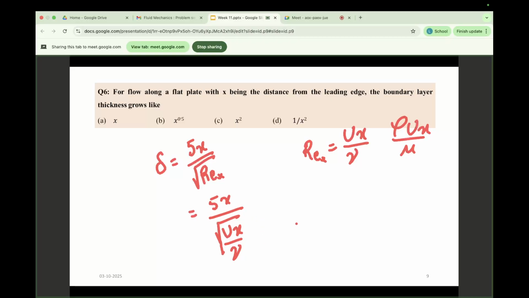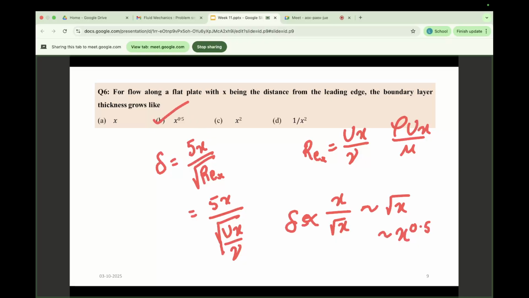So in a general condition, as nothing is given, I can consider only x as the variable, because u for a certain case is the same and viscosity is also the same. So that's why this can be written this way, which is also root x, that is x to the power 0.5. So that should be the correct option.